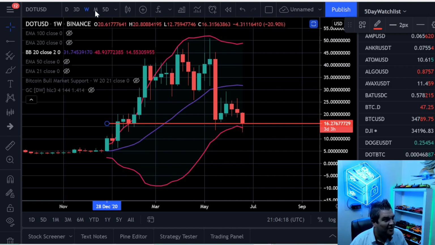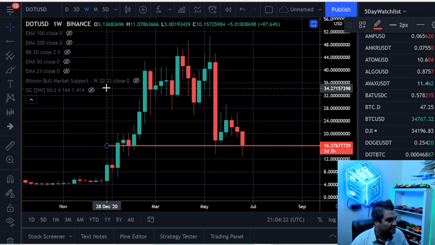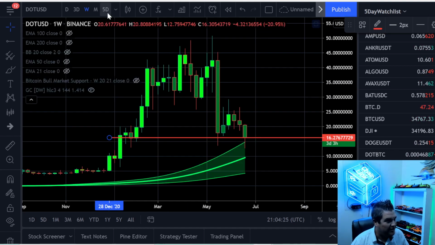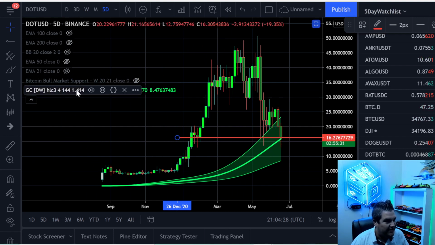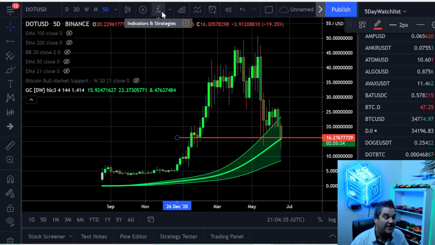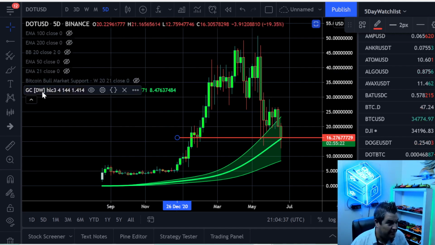All right, let's go look at the Gaussian channel. And we got so many tangents. Gaussian channel, you got to put on the 5-day. That's the most confluence you got. If you don't know how to find it, you can just go up to the indicator here on TradingView, type in Gaussian, and then look for the DW thing. That's the right one. There's a couple of them. This is the right one.